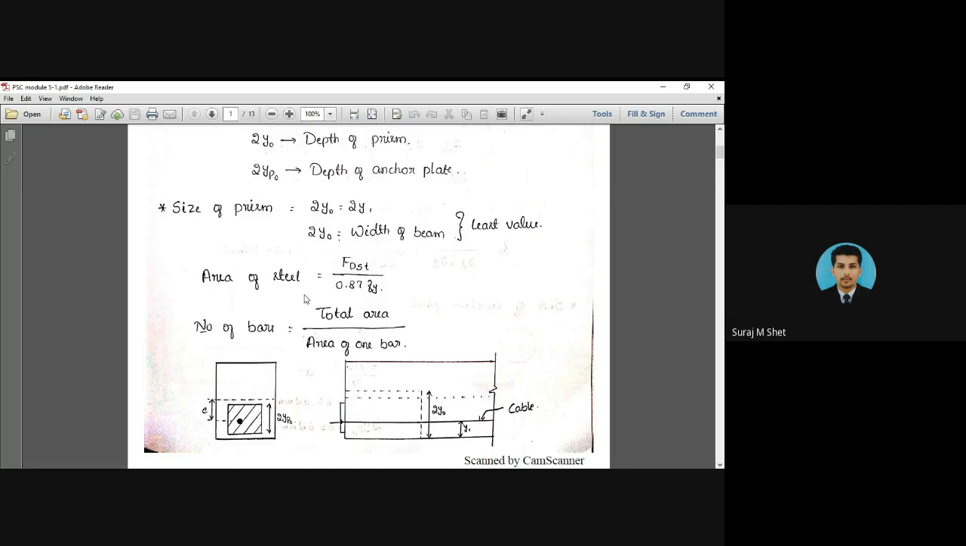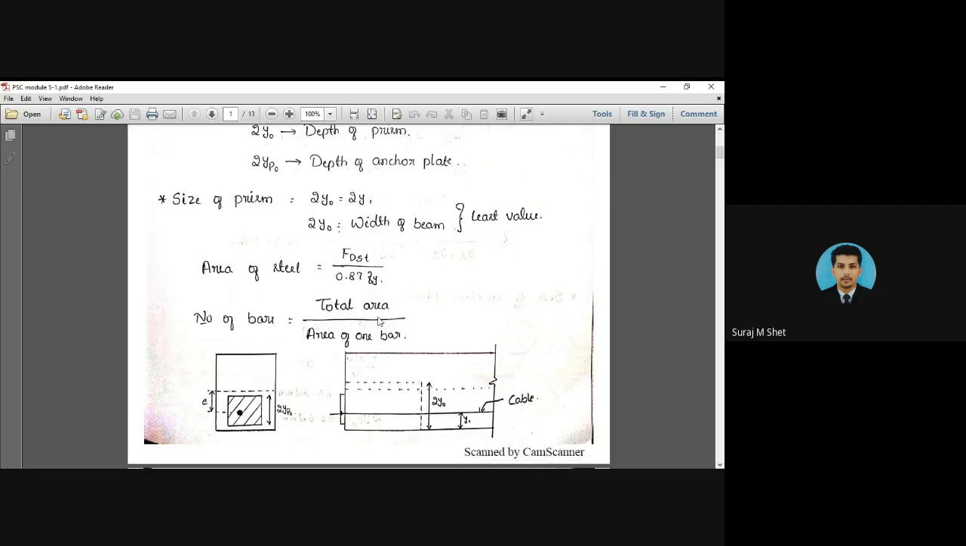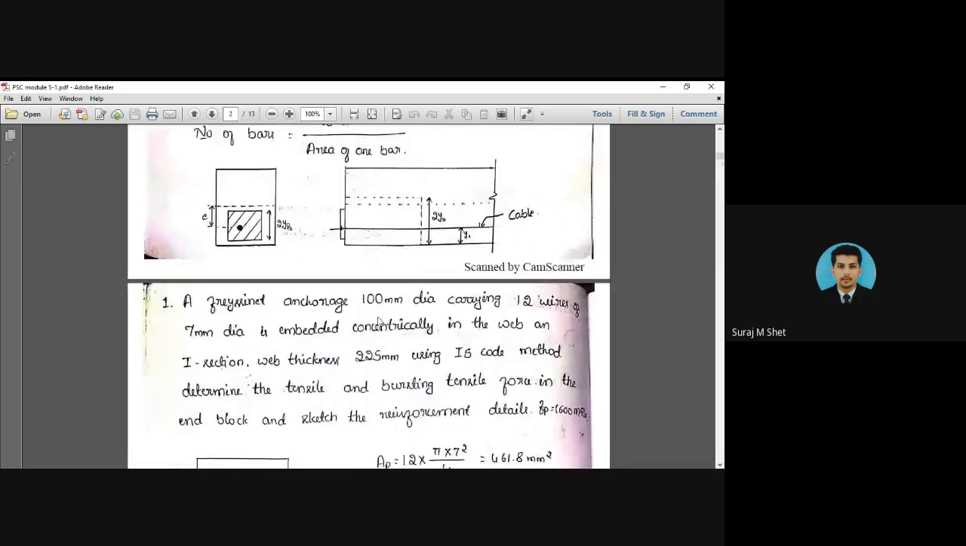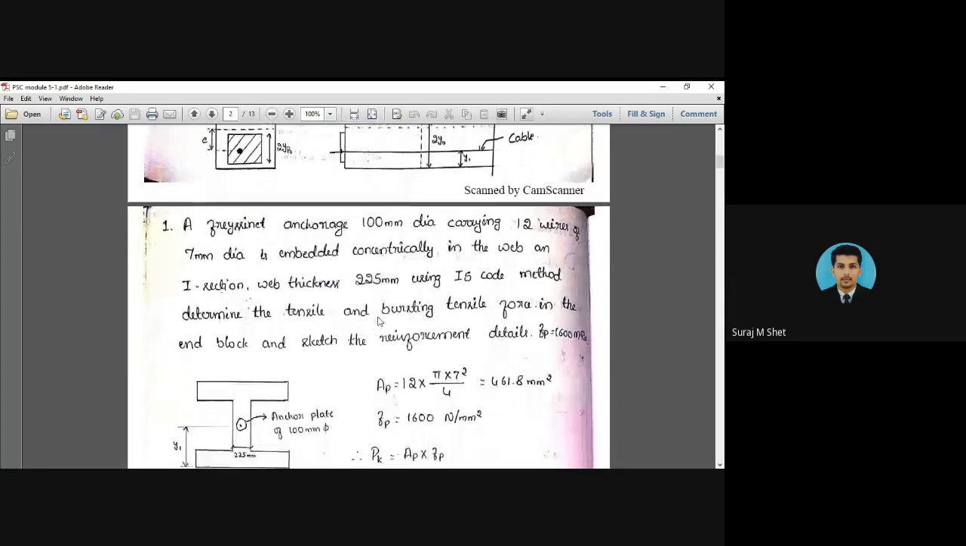And the area of the steel can be calculated by using the formula: F bursting force divided by 0.87 into Fy, and the number of bars can be calculated by total area divided by the area of one bar. Okay, I'll solve one problem so you'll understand. Solve one problem. See here.